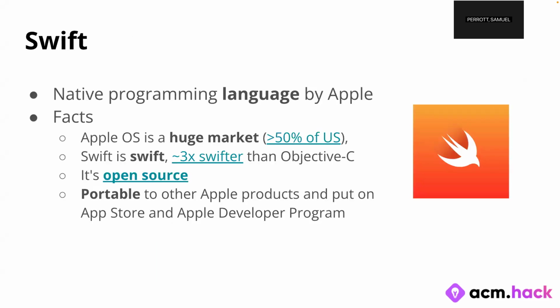So Swift is a native programming language. There are obviously two different types of apps, Android and Apple, or iOS apps. Android primarily uses Kotlin or sometimes Java, whereas Apple uses Swift. And why should you learn Swift? Well, it's not written here, but just so you know, Swift actually pays more than Kotlin. So get pwned, Android. But also iOS is a really big market in the US, and it's 3 times faster than Objective-C, and it's also open source.